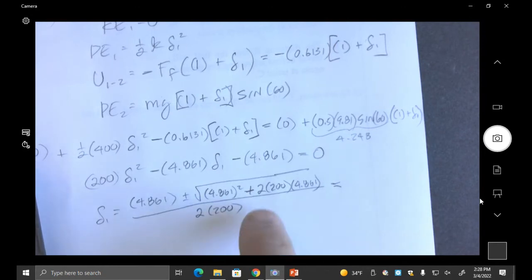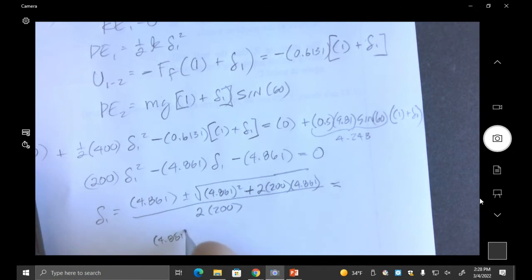Squared, flip them, and then 2 times it, and 200 times it, and plus take the square root. So I'm going to get 4.861 plus or minus 40. That's huge. That doesn't make any damn sense. That can't be true. I did something wrong.